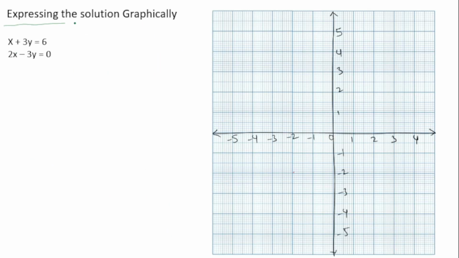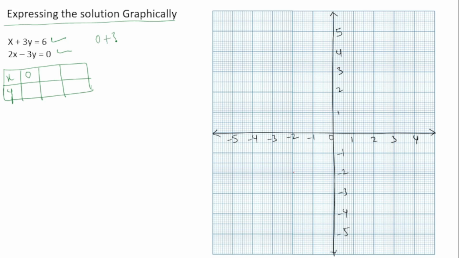Next one, how do you express a solution graphically? Here two equations are given. We have to represent these two equations on a graph. Okay, we will take the first equation, x plus 3y is equal to 6. We will assume a few values of x and we will find out the values of y here. Okay, these are x values and these are y values. If x is equal to 0, what is the y value? In the first equation, if x is equal to 0, 0 plus 3y is equal to 6. So here y is equal to 6 by 3, it is 2. If x is 0, y is 2.